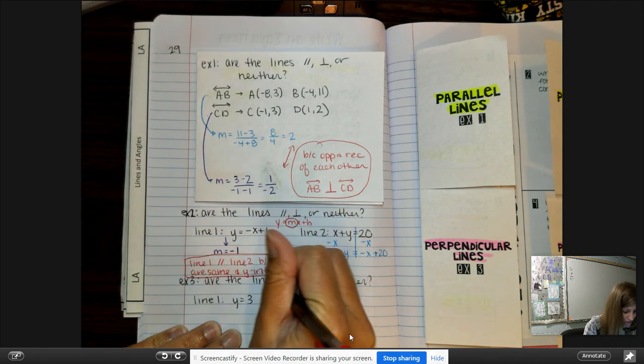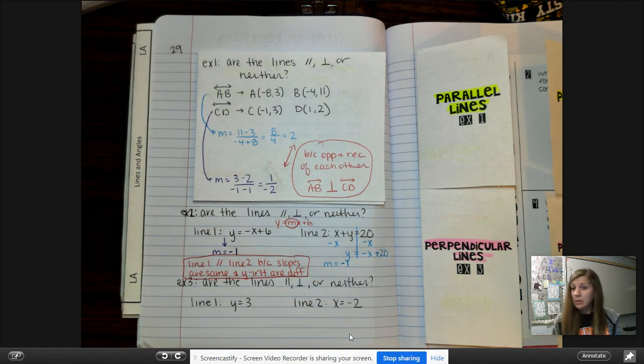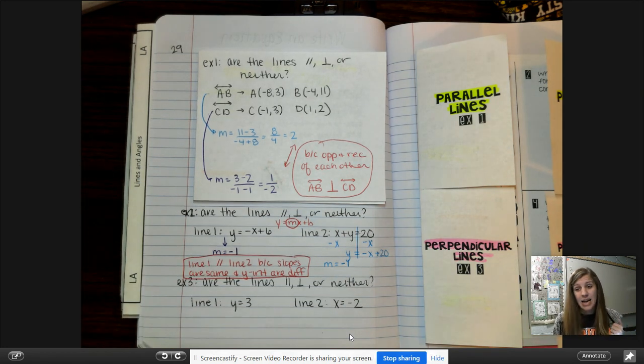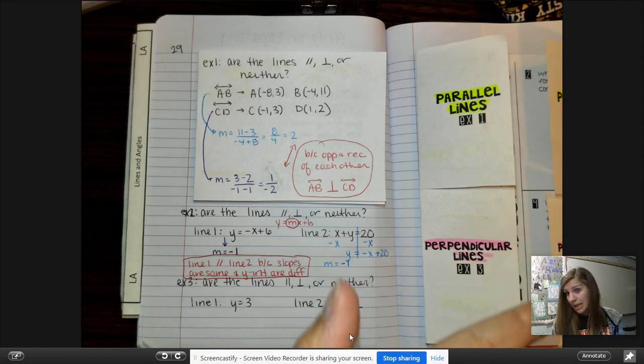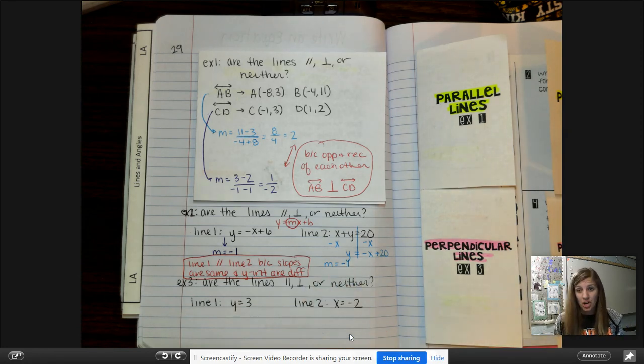And again, it's also important that we show our work here. We prove to the other person, yes, this slope is that, and yes, this slope is that. I don't want to just trust them blindly. We need to prove with work and math and numbers.